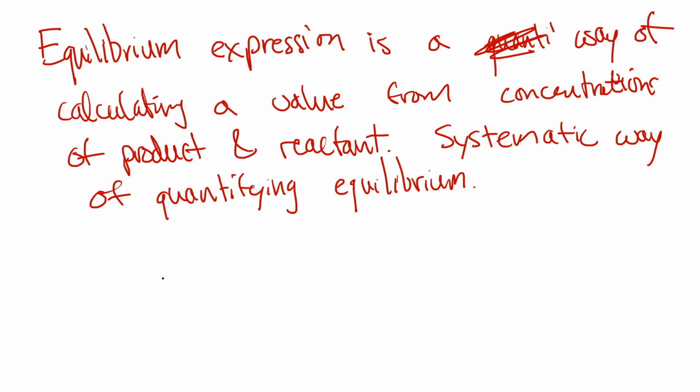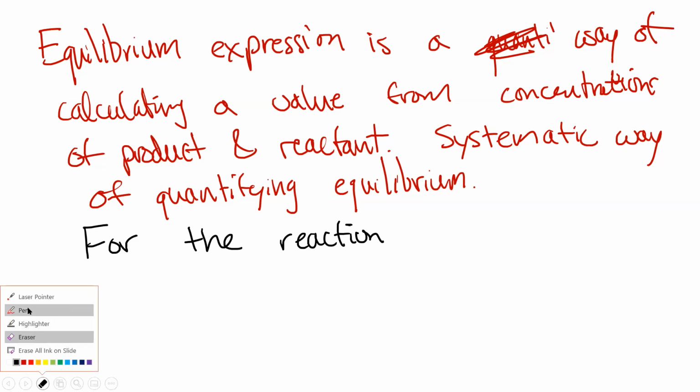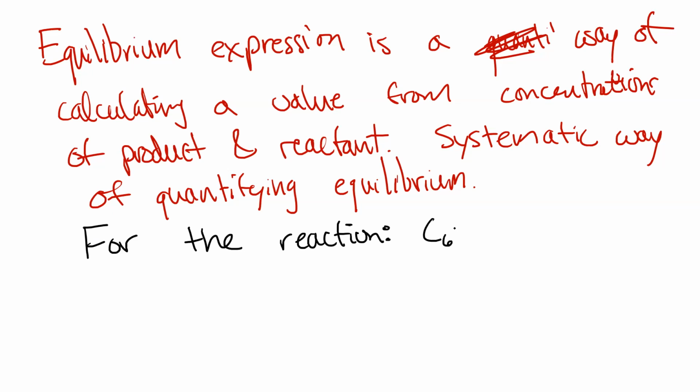So how do we do this? For the reaction, A with a coefficient lowercase a. You know what? Let's actually use a real reaction. For the reaction C6H12O6, this is a bad idea. We're not going to use that reaction either. Combustion's not reversible. I don't have any examples in my study guide, of course. Ah, there we go. For the reaction CO plus 2H2 in equilibrium with CH3OH.